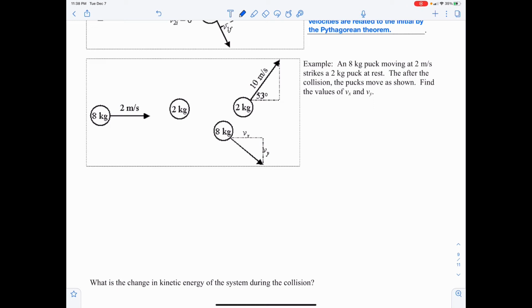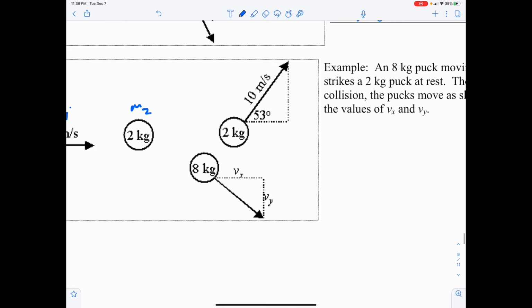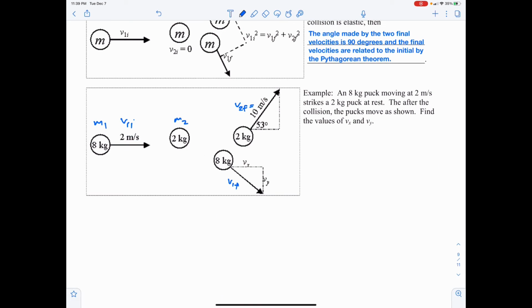We have an 8-kilogram puck that's moving at 2 meters per second, and it strikes a 2-kilogram puck at rest. So I'm going to call this mass 1, and I'm going to call this mass 2. This would therefore be V1 initial, because it's before collision. This would be V2 final, because it's the final velocity of the second puck after collision. This would be V1 final, which we don't know. So we want to find the X and Y components of V1 final.